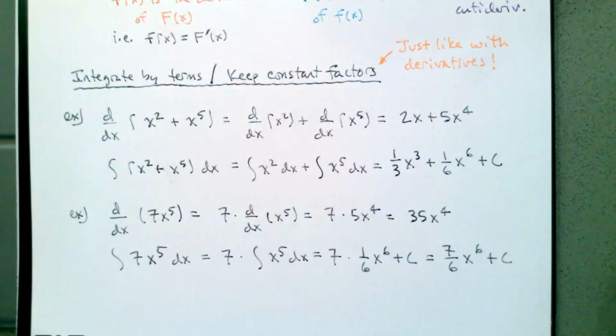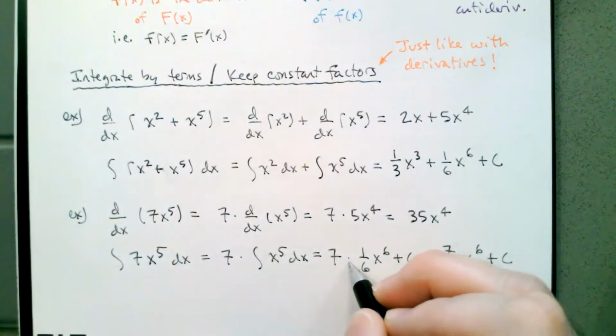Note that I didn't have to write 7c. I just kept writing c. Since c is an arbitrary constant, if this is a +2, then this would have been a +14. Since c is an arbitrary constant, we don't have to keep track of the things that we do to c. It's just been multiplied by 7. So 7 times an arbitrary constant is just some other arbitrary constant.